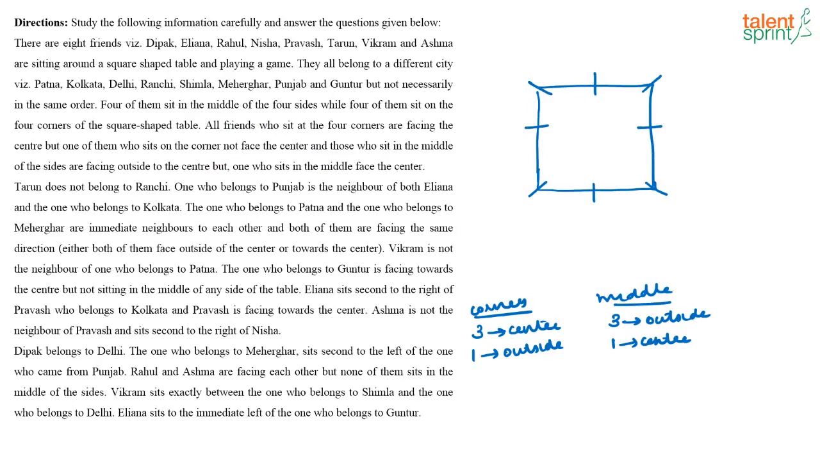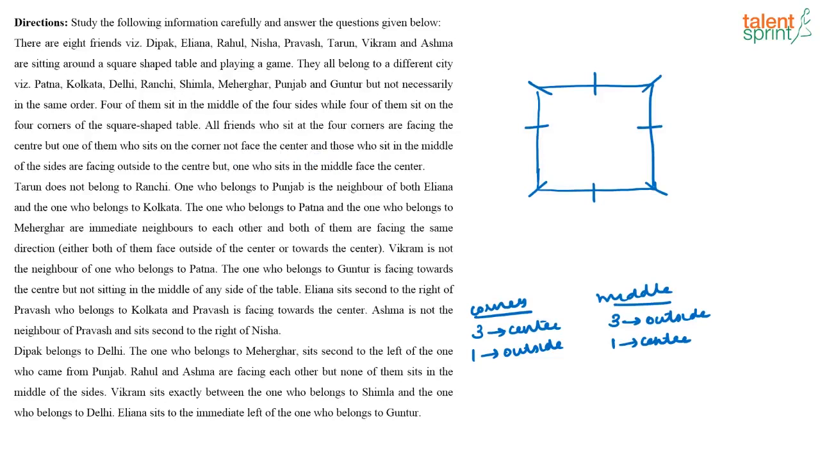They should have given, when it comes to people sitting in the 4 corners, except one, all of them are facing the center. If the statement was like that, I think it would have been more clear to all of you. But this is what they are trying to say, right? Because they are very clearly saying that one of them who's sitting in the corner does not face the center.